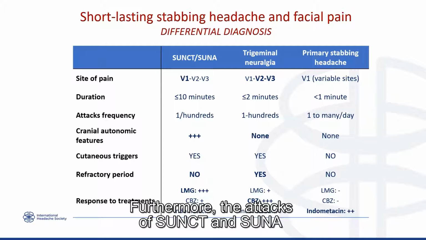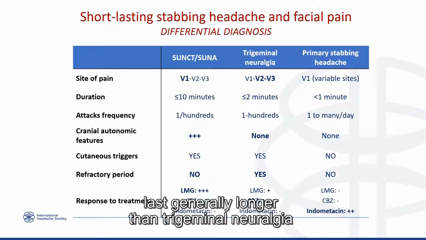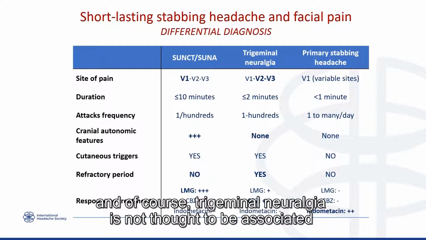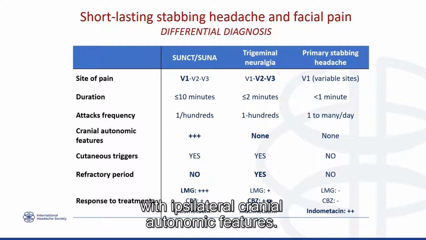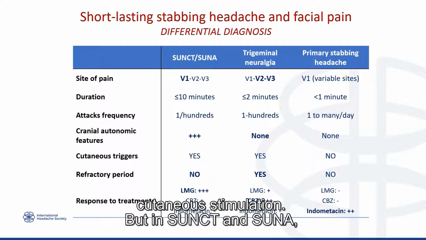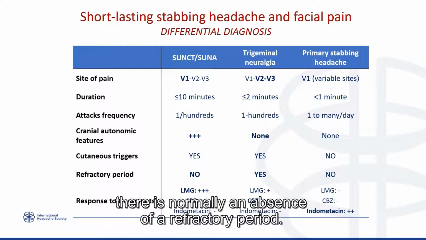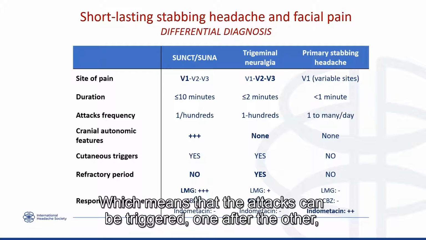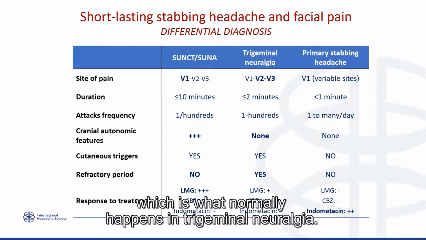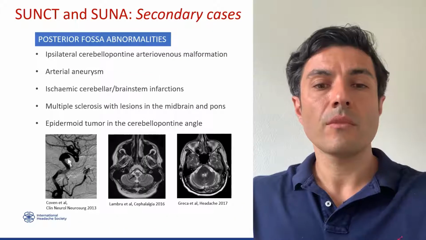Furthermore, the attacks of SUNCT and SUNA last generally longer than the ones of trigeminal neuralgia, and of course trigeminal neuralgia is not thought to be associated with ipsilateral cranial autonomic features. In both conditions, the attacks can be triggered by cutaneous stimulation, but in SUNCT and SUNA, there is normally an absence of a refractory period, which means that the attacks can be triggered one after the other without any break in between, which is what normally happens in trigeminal neuralgia.